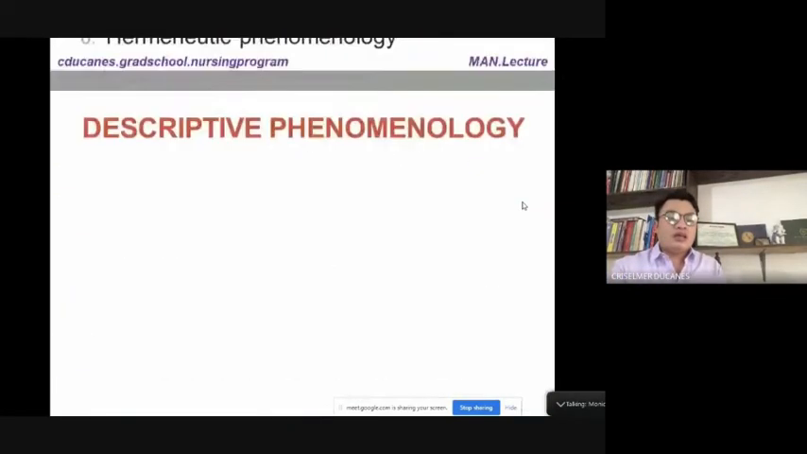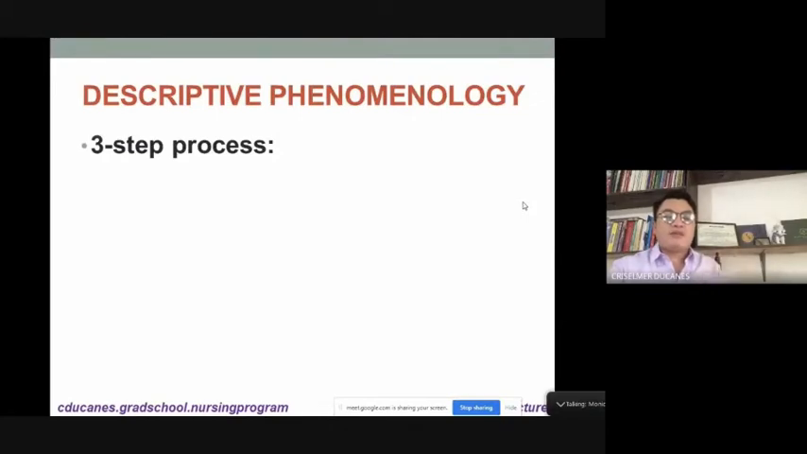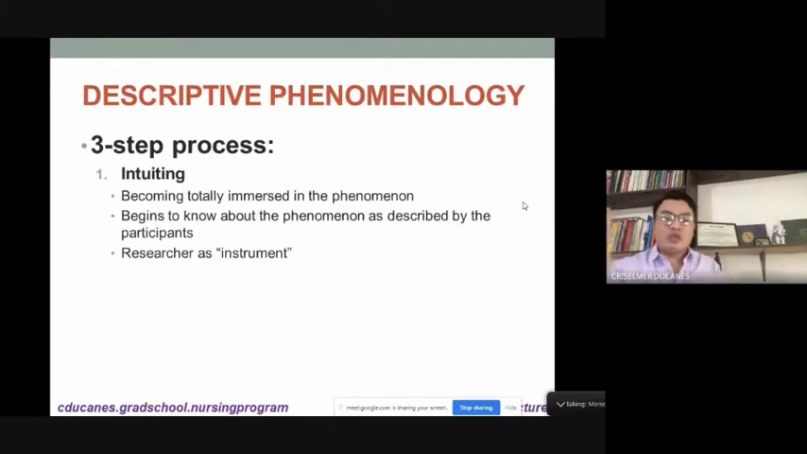So for descriptive phenomenology, we have the three-step process. First is intuiting. When we say intuiting, it means becoming totally immersed in the phenomenon and beginning to know about the phenomenon as described by the participants, and the researcher serves as the instrument or the research tool in your phenomenology. Intuiting is the feeling that you are actually listening to the experiences of your participants. You become totally immersed with their experience, as if you are there in their experience while they are sharing their stories or experiences.